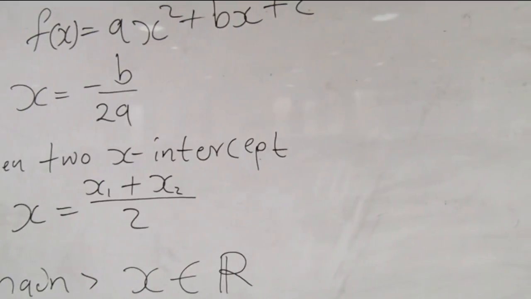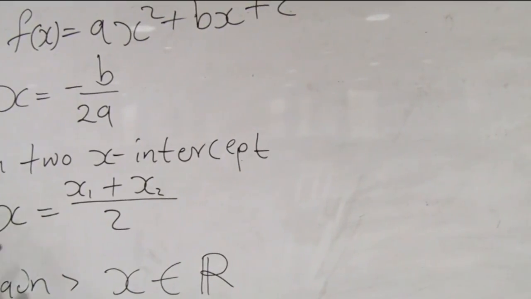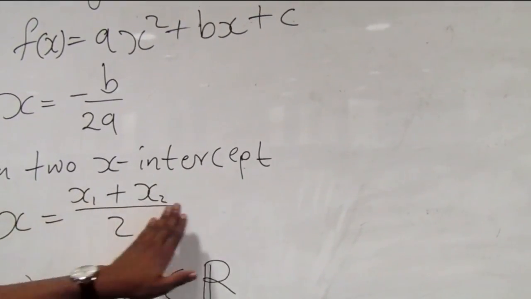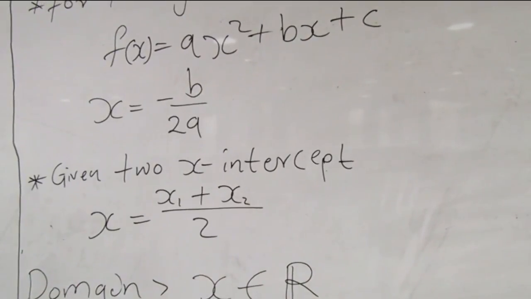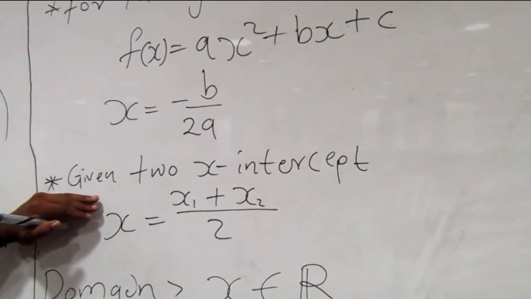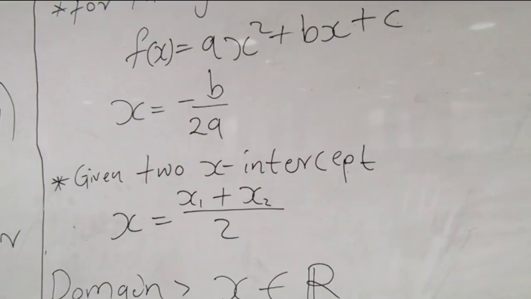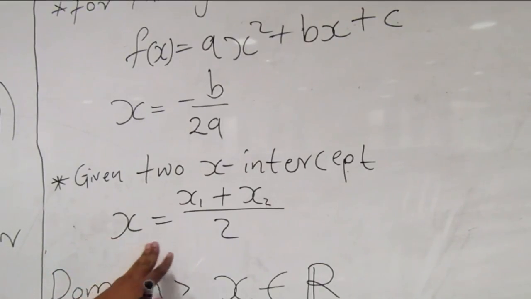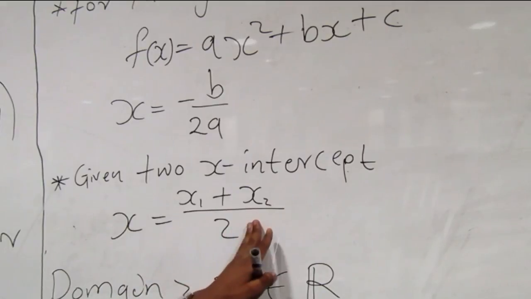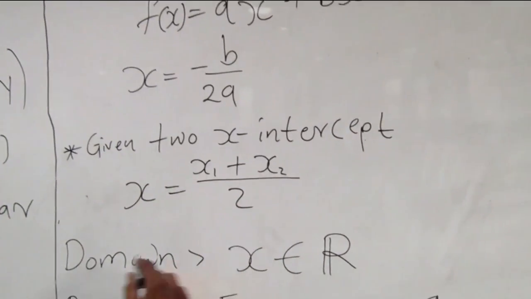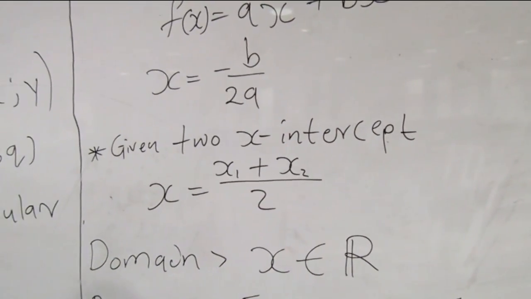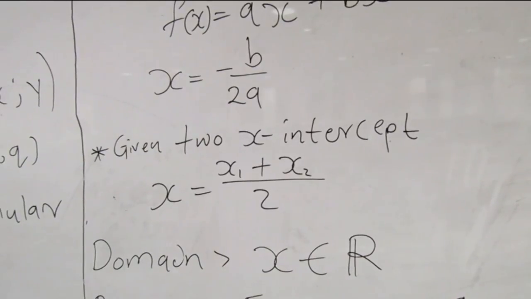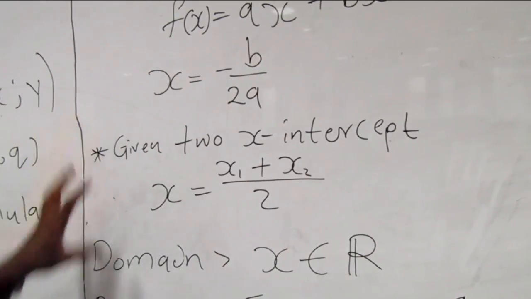So the second condition says, given two x-intercepts, your axis of symmetry is x equals x1 plus x2, the whole divided by 2. How is this going to work? Let us make an example of this condition.